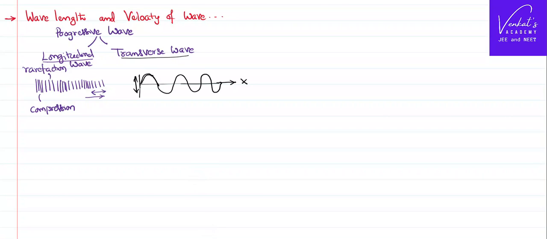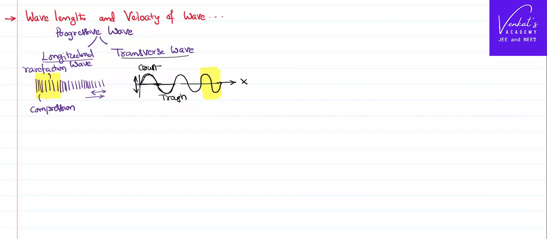The part above the x-axis is called something like crest. Below the horizontal line is called something like trough. Here, one compression and one rarefaction is called one wave. Here, one crest and one trough is called one complete wave.